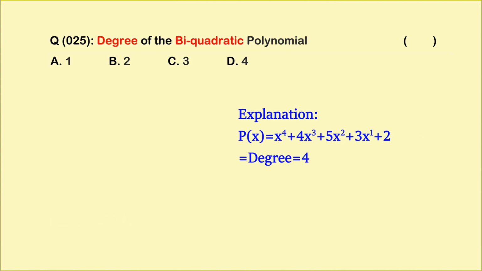Question number 25. Degree of the biquadratic polynomial. You can see the example of biquadratic polynomial on the screen. P of x is equal to x to the power of 4 plus 4x to the power of 3 plus 5x square plus 3x to the power of 1 plus 2. So it has degree 4. So the right answer is option D.